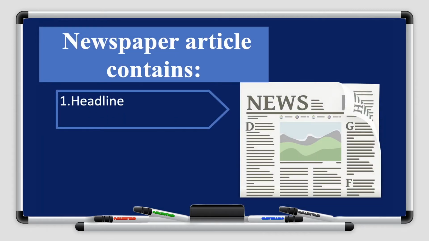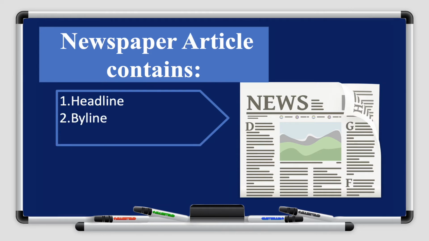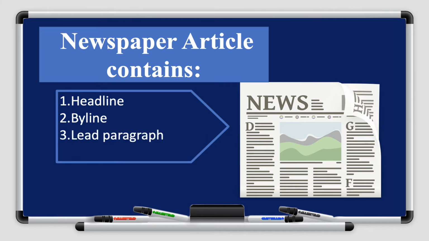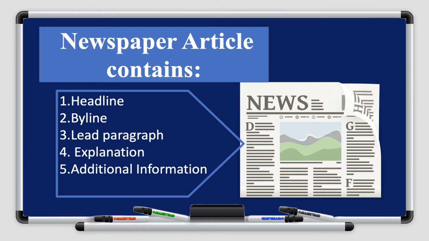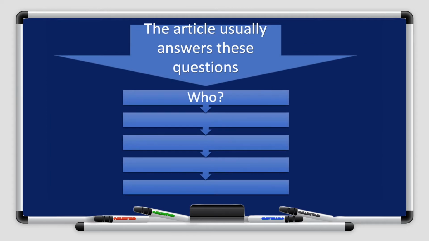Now when we look at a newspaper article, we need to look at it carefully. It has a headline, it has a byline where it gives the writer's name and where it was written. It has a lead paragraph, which is like an introduction, and it has explanation on the event or the topic, and finally additional information where you have, for example, citations or places where you can find more information. So the article usually answers these questions. It answers who, what, where, when, and why.